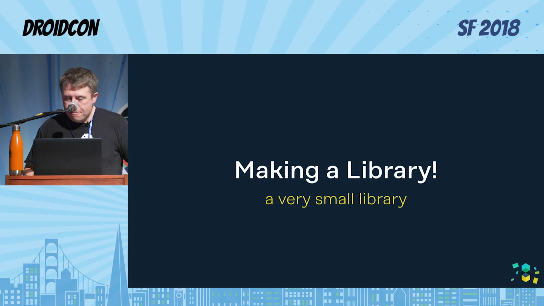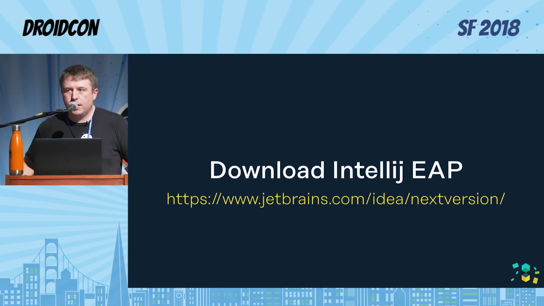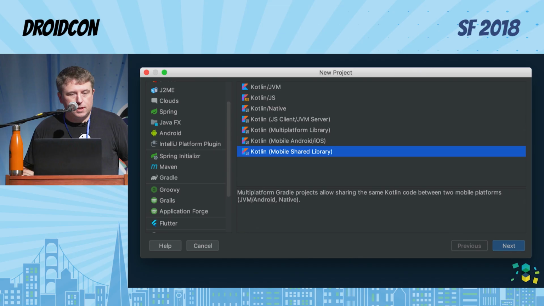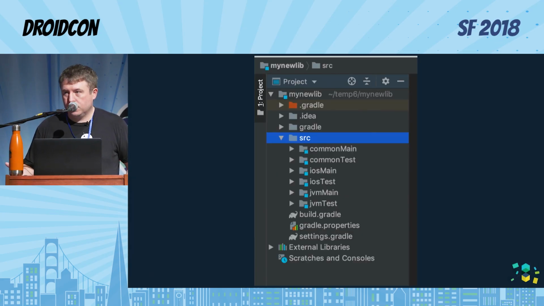First thing, download IntelliJ EAP. Eventually you can download Android Studio, but right now it's just easier to go get EAP. In recent versions, they've added these templates, so you can just do new project, and they have all these wonderful new things that come right out of the box. Just go Kotlin Mobile Shared Library, and it gives you basically three source sets: Common, iOS, JVM. Pretty straightforward, and they have main and test of both.